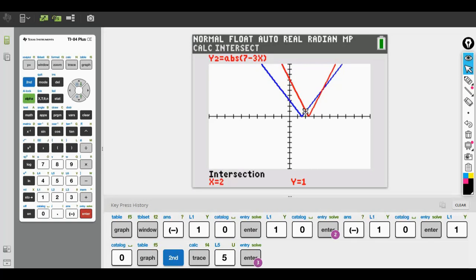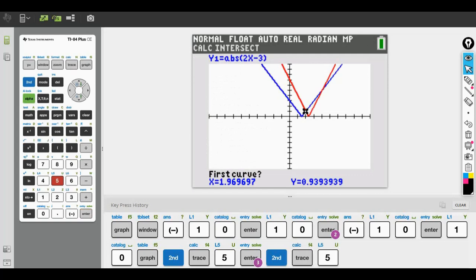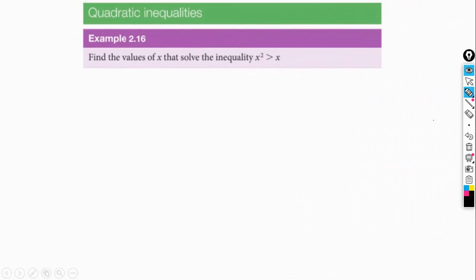Let's do the other one. So we go second, calculate, and number 5, intersect. And first curve. Now here we want to get a little bit away from where we were before. Let's say right there. So enter, and then second curve, yeah, the red curve, and guess, and there it is, x equals 4.